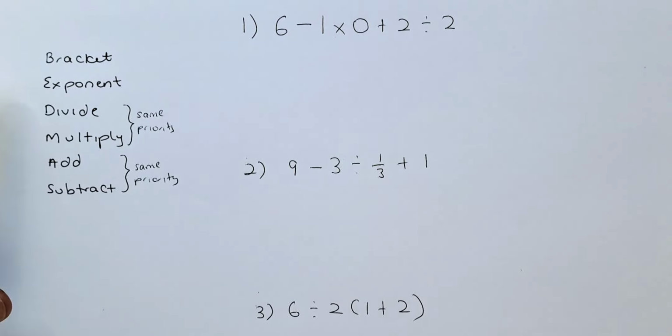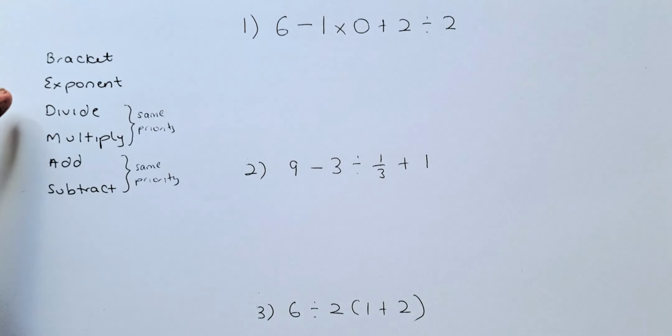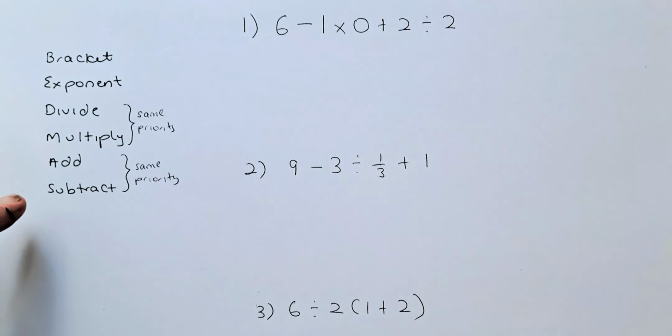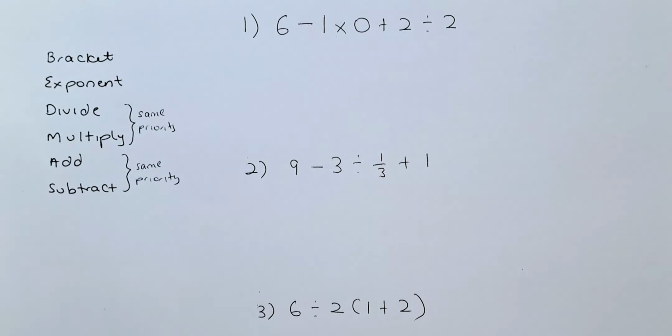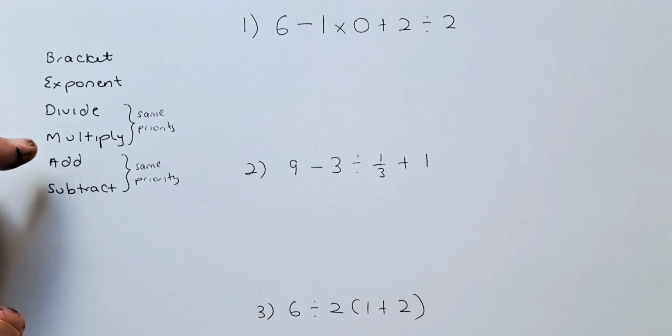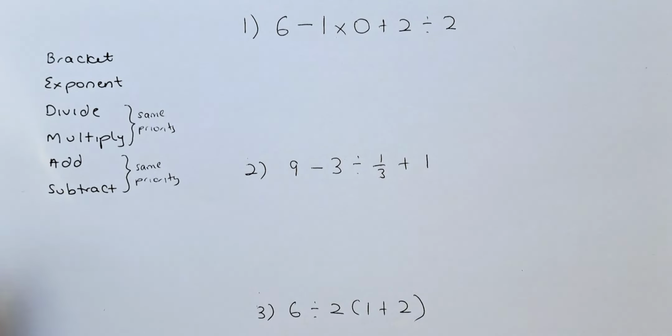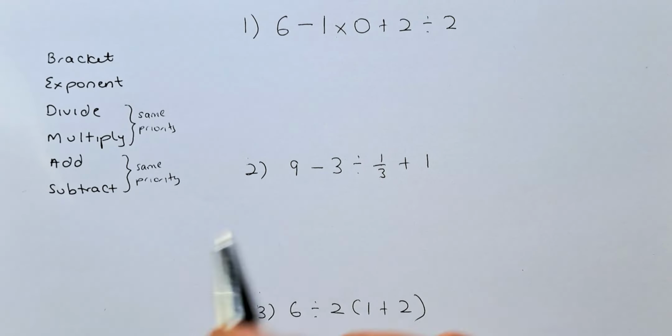So we're going to start with bracket, followed by exponent. Exponent means the power or the indices, and then divide, multiply, add, and subtract. But please note that if you are doing the equation from left to right, the divide and multiply have the same priority. It means that whichever comes first, you have to do them from left to right. Similarly, for add and subtract, whichever comes first, you have to do them first. So without further ado, let's tackle the first question.